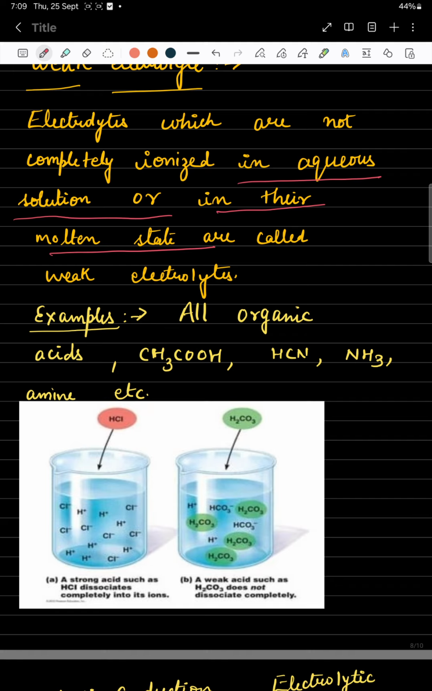We can take examples of all organic acids, CH3COOH, HCN, ammonia, amines. You are passing electricity through 1 mole of acetic acid. Is it possible that it would be divided completely in one step? No, it's not possible. Even if you pass a large amount of electricity, only a very small amount of the 1 mole of CH3COOH would be ionized and produce CH3COO- and H+. So weak electrolytes would not completely ionize in aqueous solution.